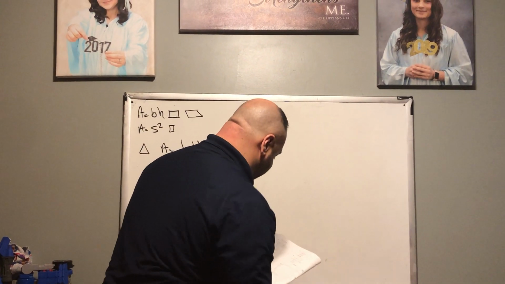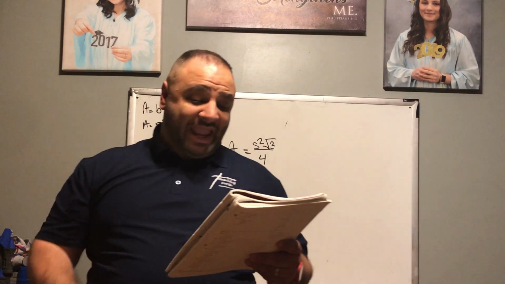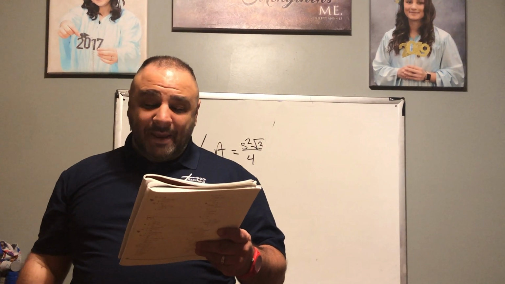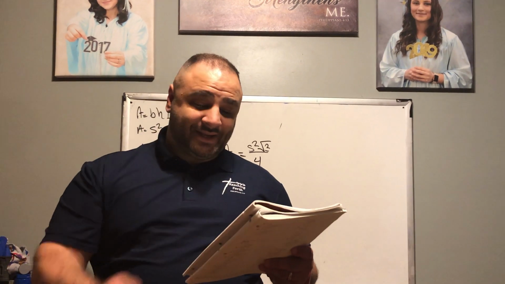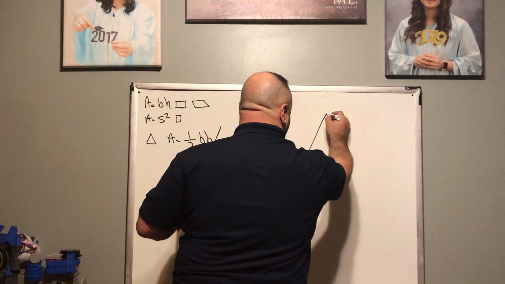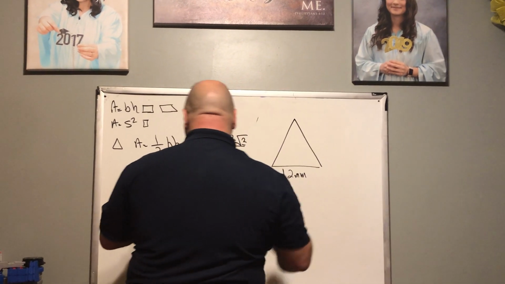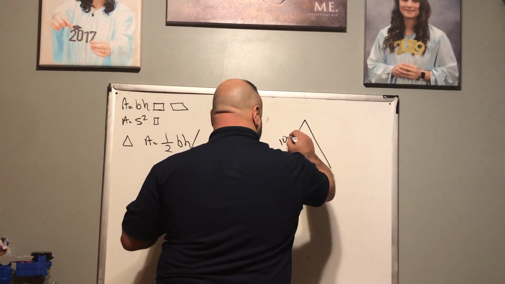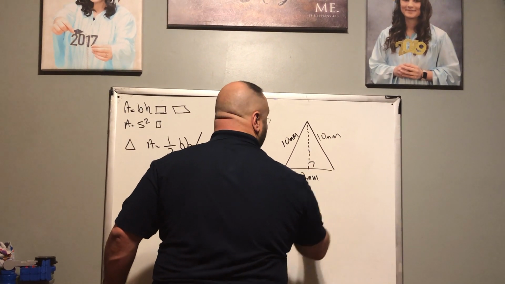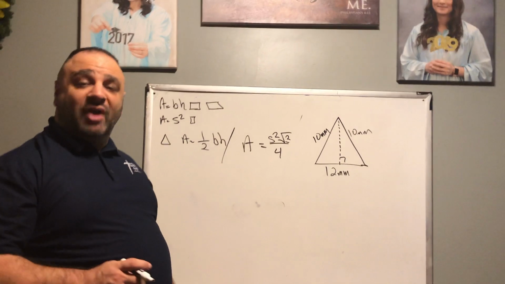All right, look at number 19. Find the area of an isosceles triangle if the base is 12 millimeters and the equal sides are 10 millimeters. Notice the hint: use the Pythagorean theorem to find the altitude. So, okay, we have an isosceles triangle with a base of 12 millimeters and sides of 10. Let's draw our altitude here. Now notice what we have. A right triangle is formed.